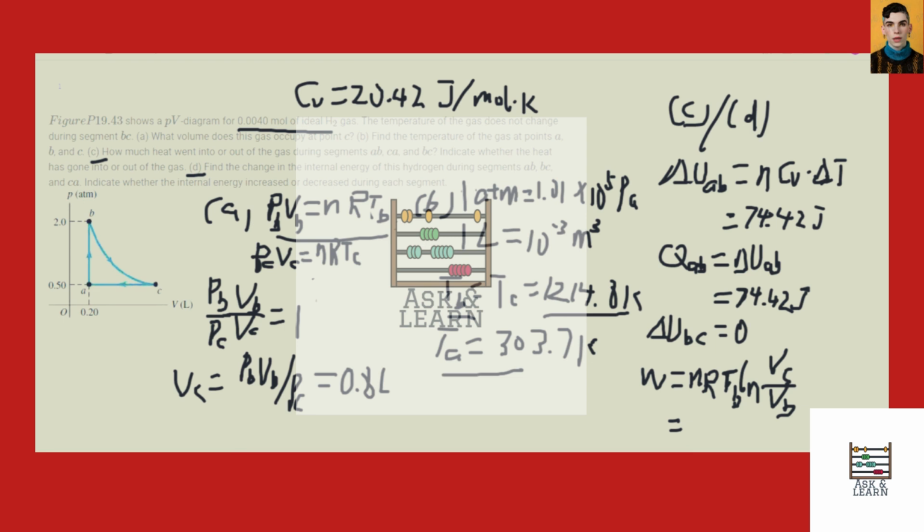The work is 56.00 joules. In this case, this also equals the heat flowing into the system because delta U is 0.